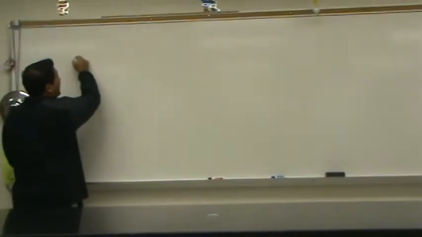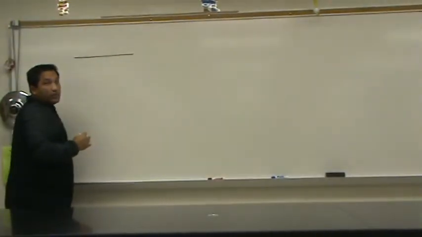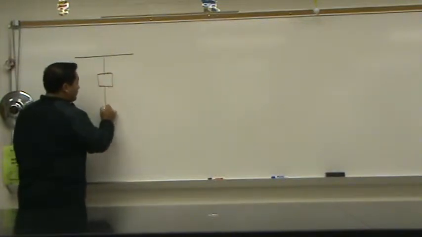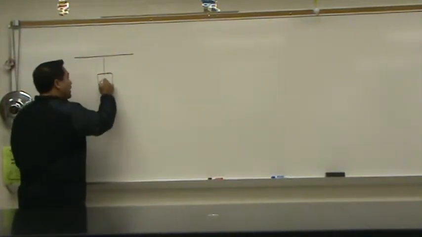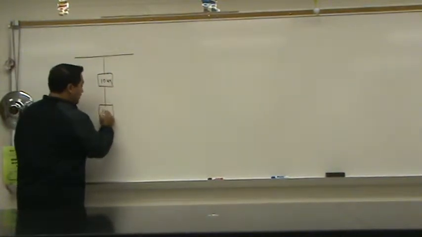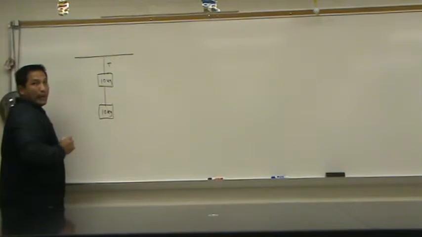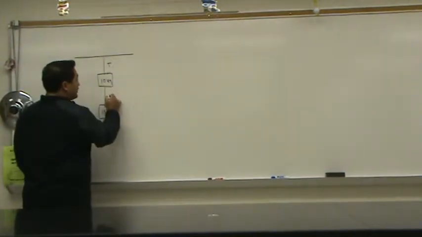All right, we're going to draw the wall just as we did before. But now today we're going to have two blocks here. And again, you should be copying this down. Both of the blocks are going to have 10 kilogram mass. And like I said, today we're going to be calculating two tensions, T1 and T2.